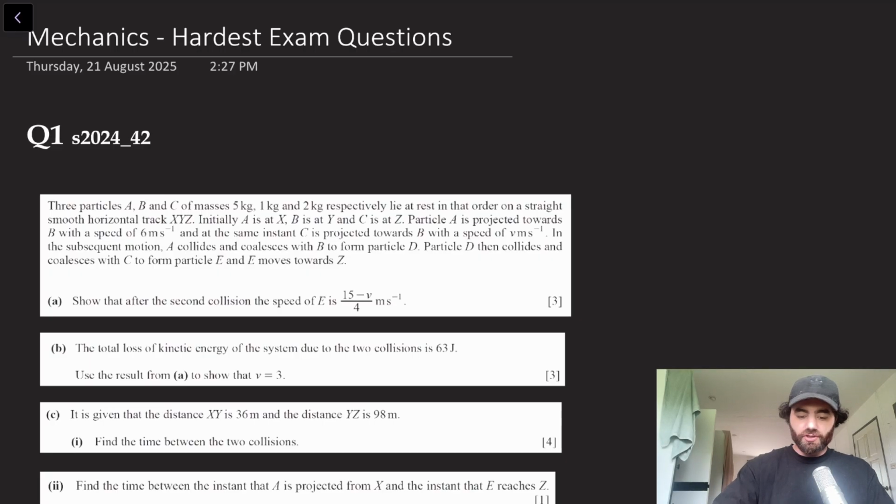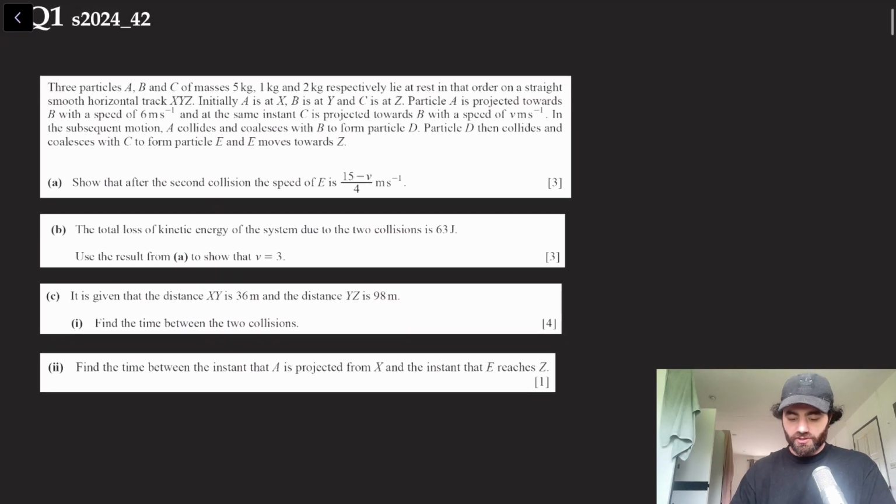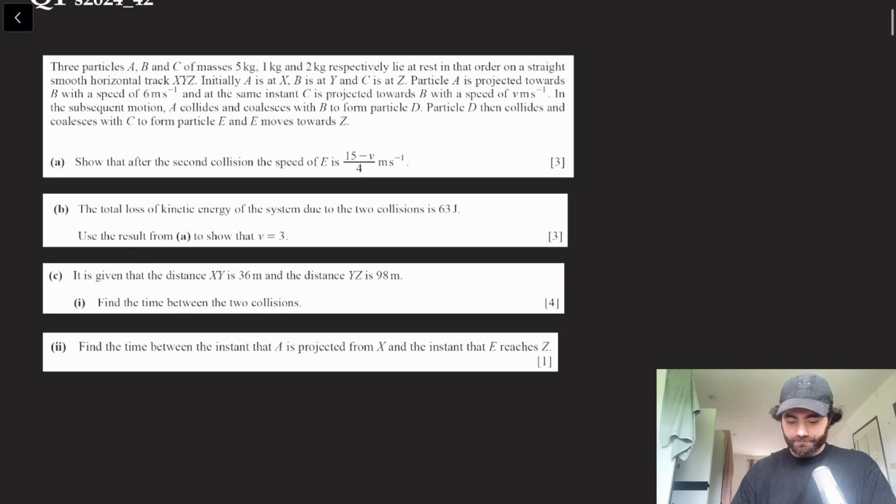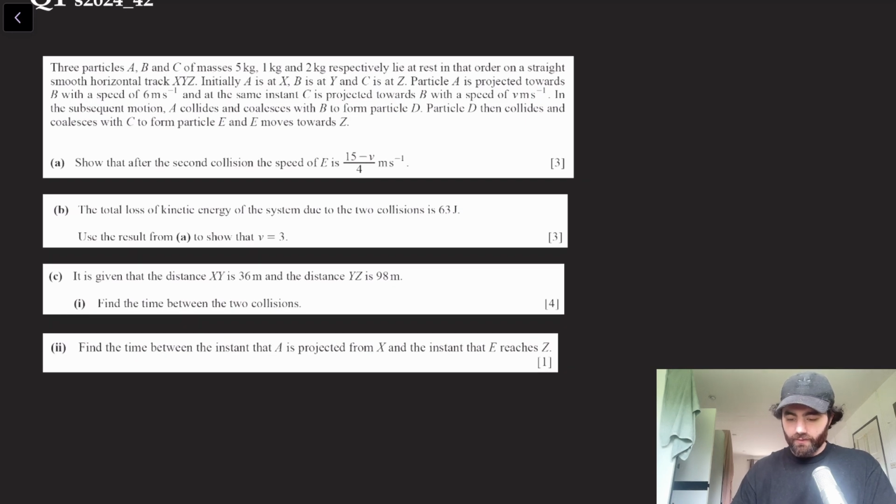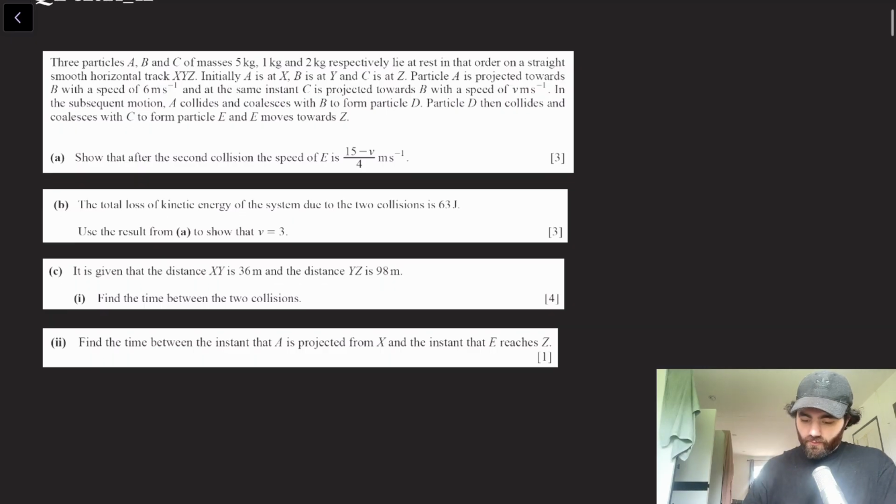But anyway, we're just going to crack right into this and do these questions. So I have 5 questions here, and we'll start with this first one. Okay, so we have, what do we have? Okay. All right, 3 particles A, B, and C of masses 5, 1, and 2.